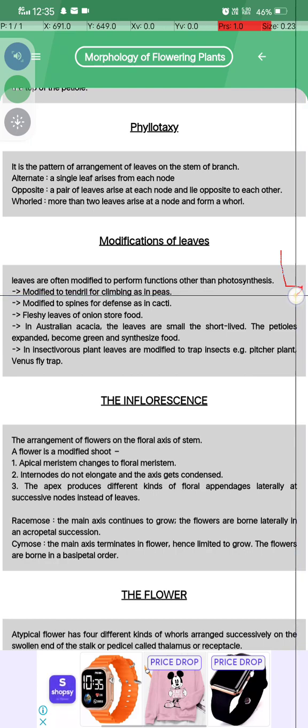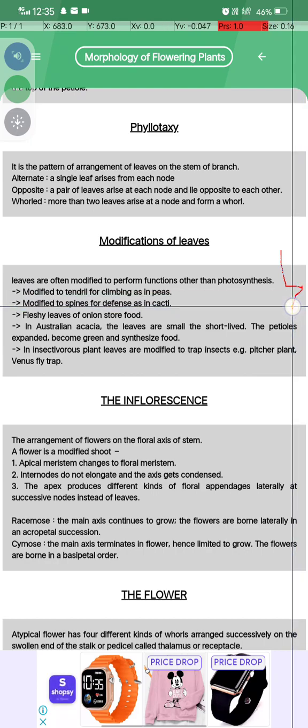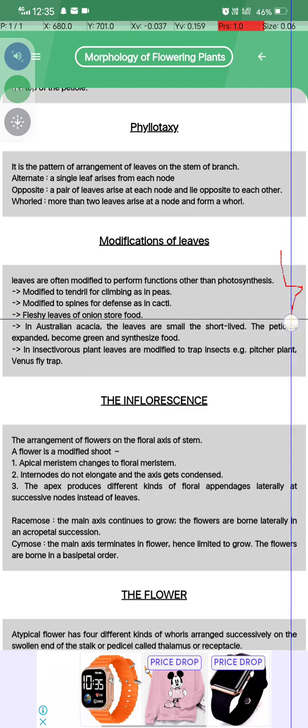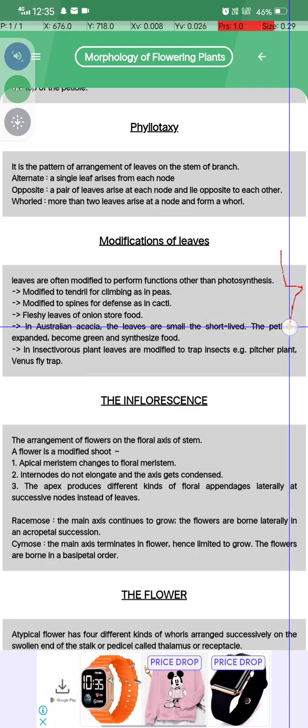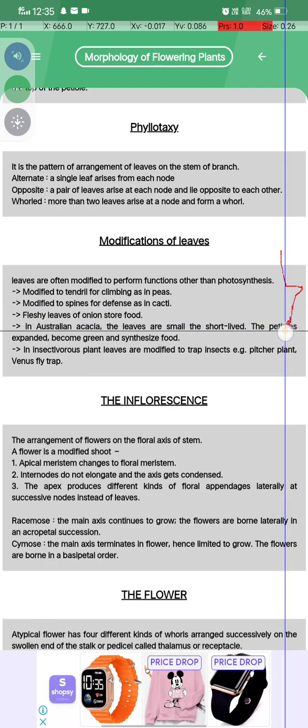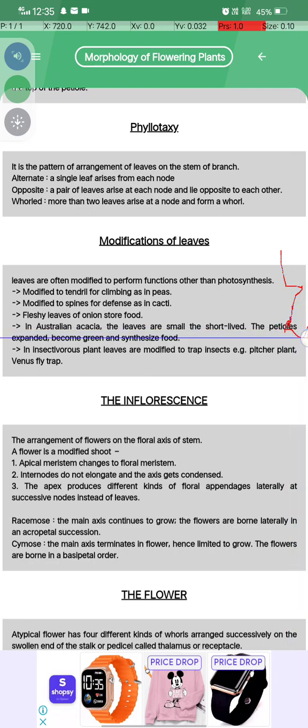Leaves are modified into tendrils for climbing, as in peas; modified into spines, as in cacti; and fleshy leaves are modified only for storing food. In Australian acacia, the leaves are small and short-lived, and the petioles expand and become green and synthesize food. Insectivorous plants have leaves modified to trap insects, for example the pitcher plant and the Venus flytrap.